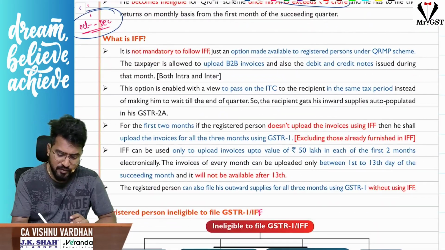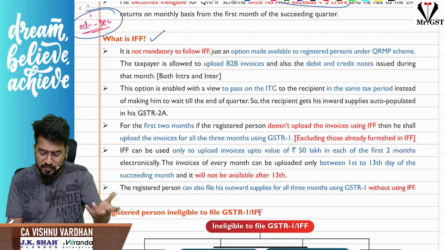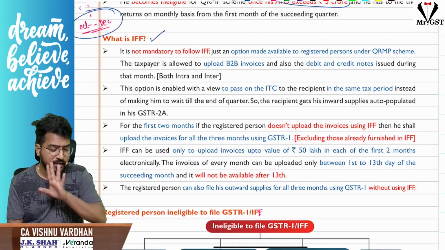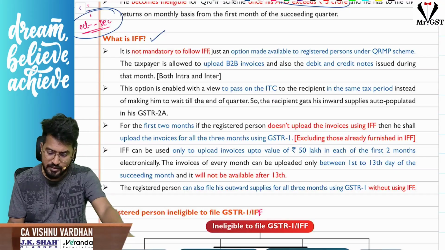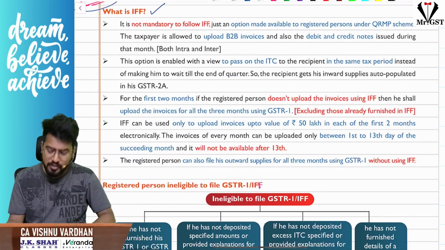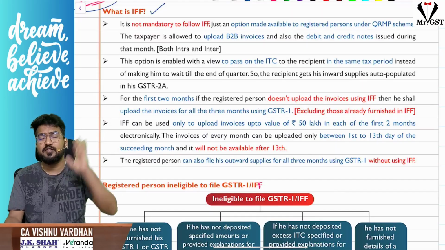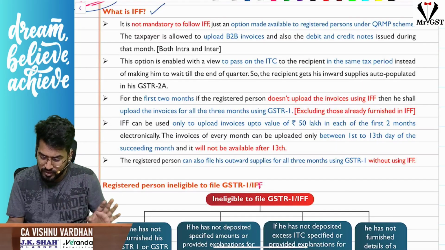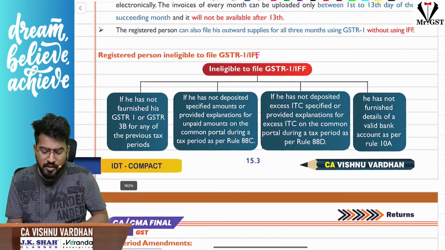And what is IFF? I told you already what IFF is. For the first 2 months you will be filing only B2B invoices, that too not exceeding 50 lakhs. Right. Next. Whatever details you give in IFF will automatically get reflected in the recipient's GSTR-2B. Okay, that is there. This is an important point for you.